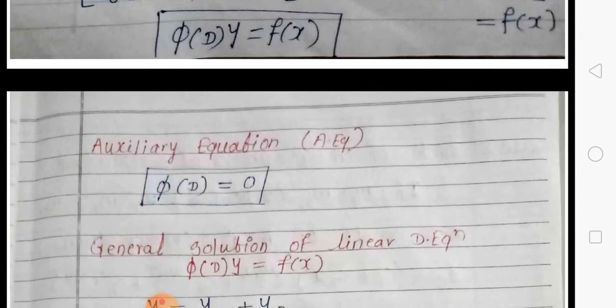Now for finding the solution of this, first we see what is the auxiliary equation. Here we consider the coefficient of y, phi of D, and we equate this phi of D equal to 0. This phi of D equal to 0 is called the auxiliary equation.